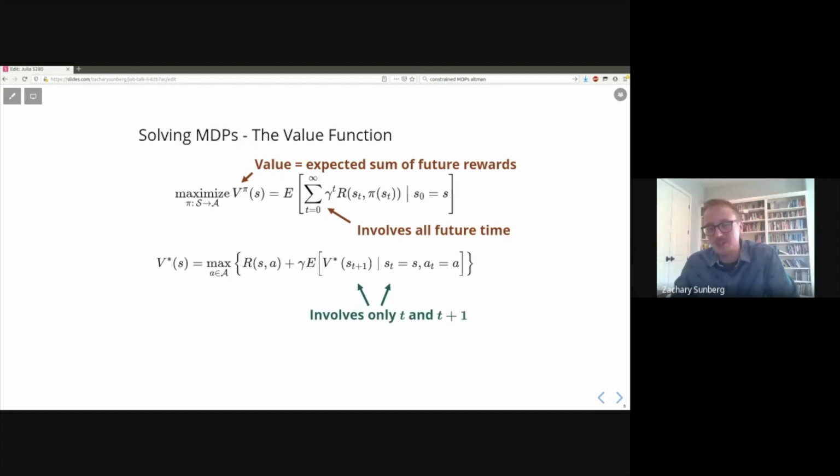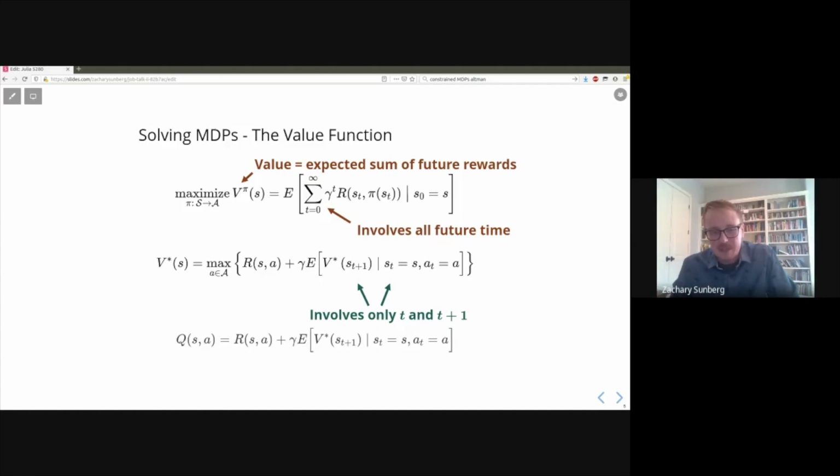And this is a much easier problem to solve because this equation, or rather, I should say, this is a good equation to use because it only involves the current time and the time at one step into the future. Now, it turns out that this equation is a contraction mapping, which means that we can iterate on it and solve for the optimal value function in a finite amount of time if the state and action spaces are discrete.